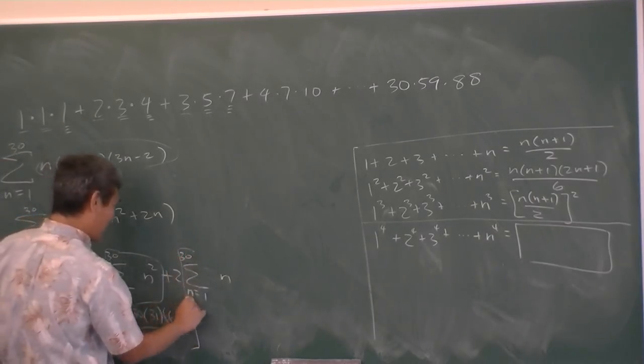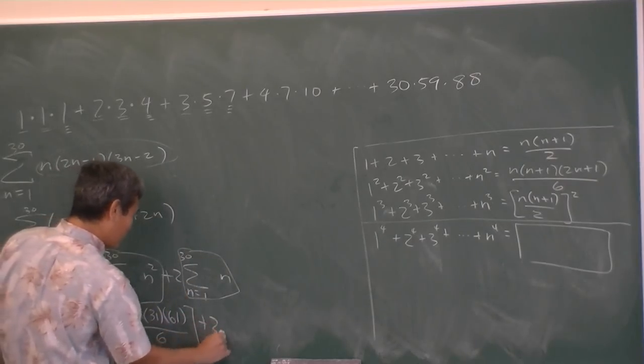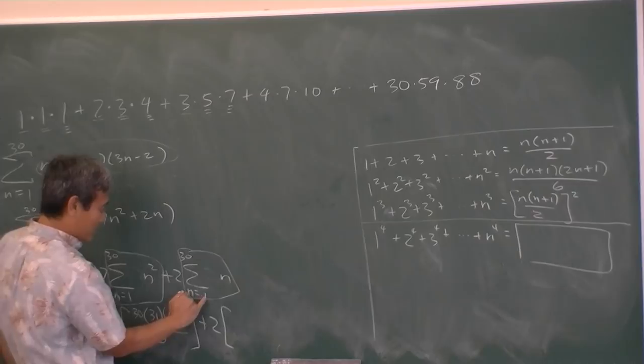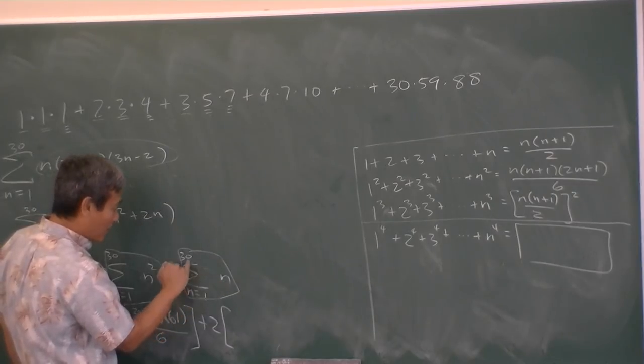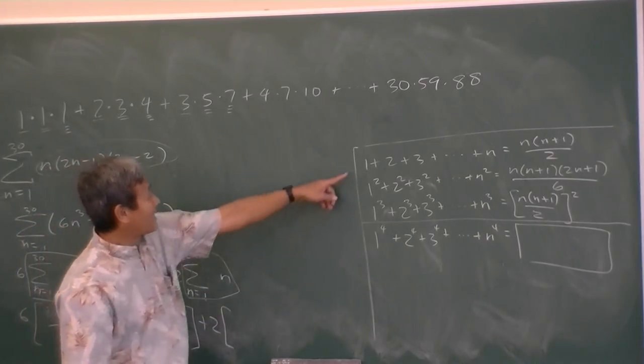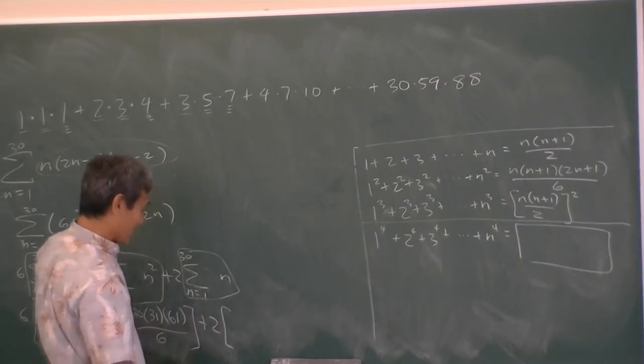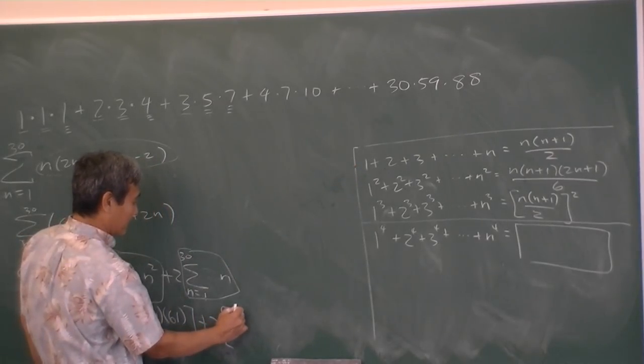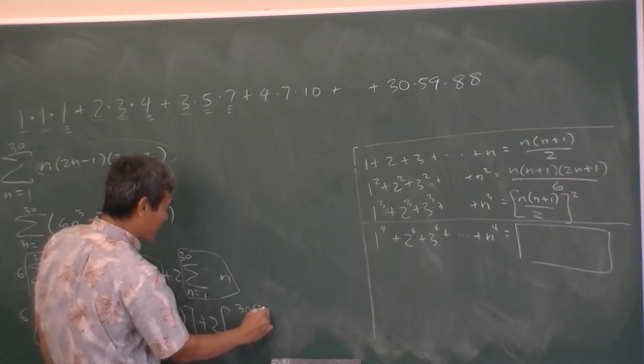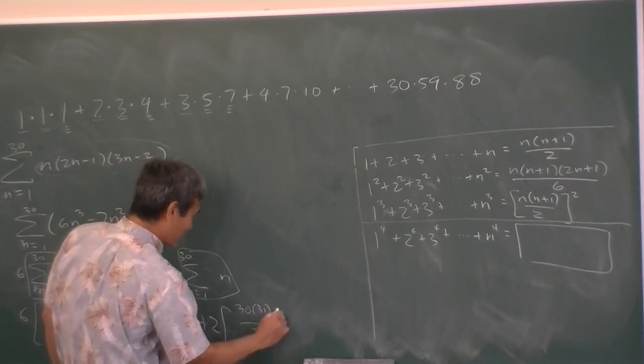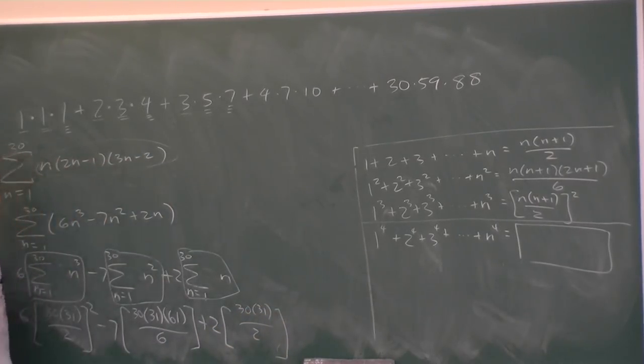And then finally, this last one. Okay, so this is 2 times, now what is this? 1 plus 2 plus 3 all the way until you hit 30. Hey, that's this one. So what is that? 30 times 31 all over 2. Pooka! And there's your answer.